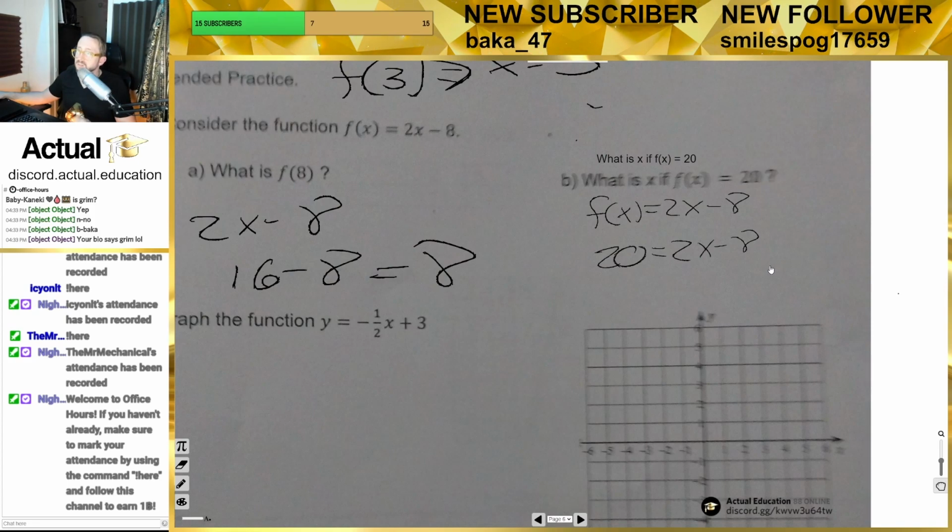That'd be 20. Well, so you got to do algebra here, Grim. Oh, okay, that makes a lot more sense. How do we solve for x? How do we solve for x doing algebra here?